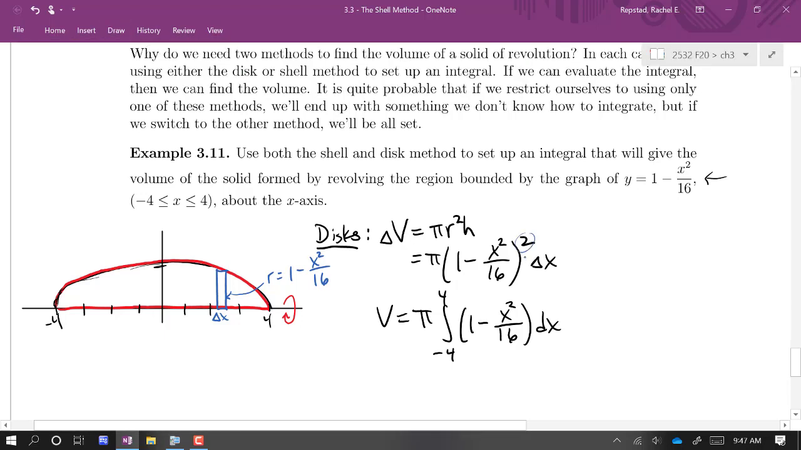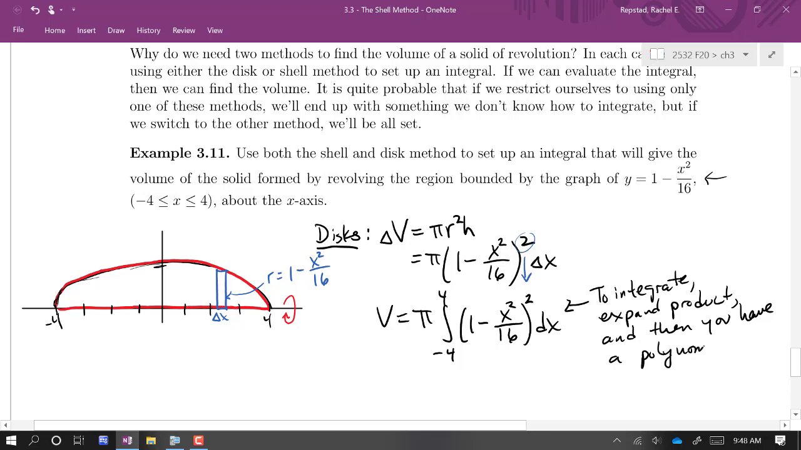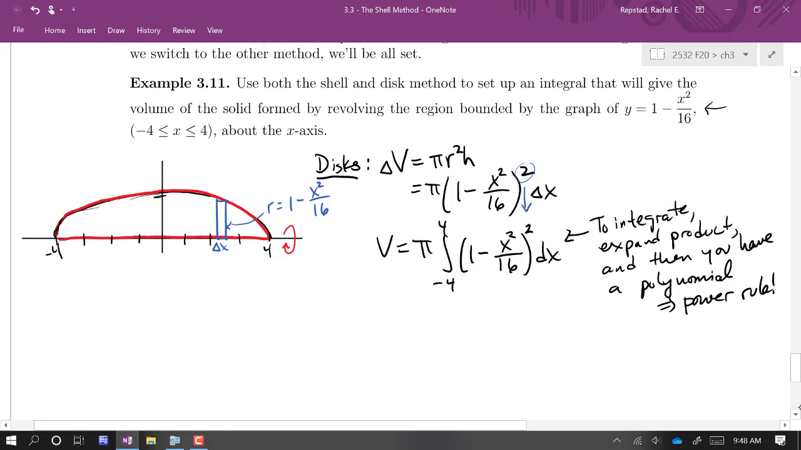I gotta remember to bring down that square. But we could evaluate this without too much work. To integrate, expand the product, right? FOIL that out. And then it's a polynomial. So we just need to use the power rule. So there's the disk method integral.